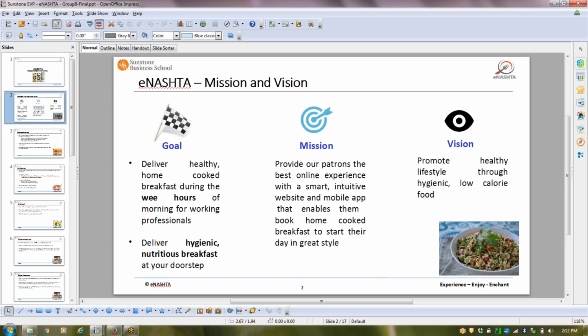The PPT says e-Nashta, the mission and vision. Okay, that's the first thing that they are explaining: the goal, the mission and vision of their company. The most important thing that we need to check is the goal. The goal they are defining is to deliver healthy home-cooked breakfast during the wee hours of the morning for working professionals, and deliver hygienic, nutritious breakfast at your doorstep. So these are the goals that e-Nashta has put forward.